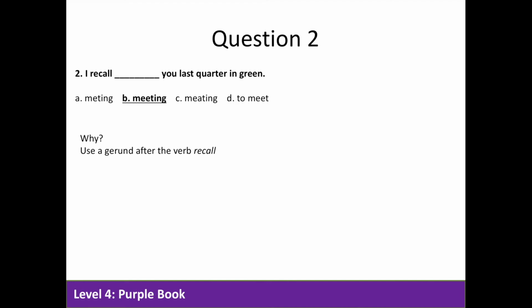Question 2. I recall blank you last quarter in green. Again, here we want to use the gerund as the object of the statement with the verb recall. So B, meeting, is the correct answer.